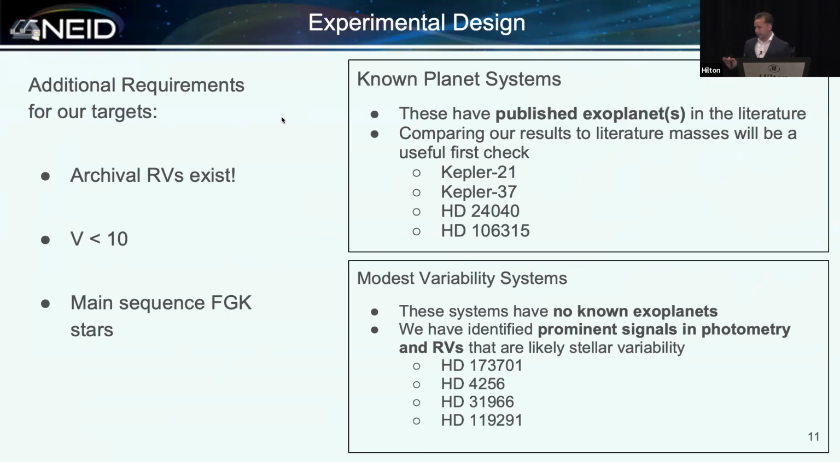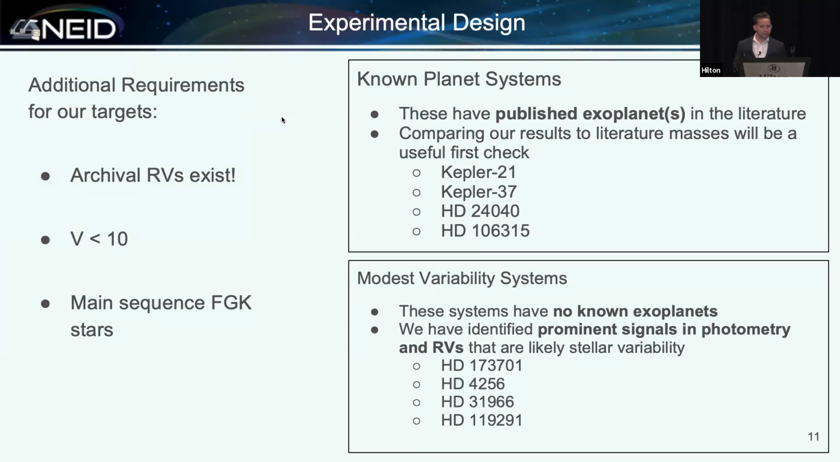Now, we ended up getting 8 targets for our sample, and these naturally subdivided into known planet systems with published exoplanets with a mass, and what we call modest variability systems with no known exoplanets, but this variability that's seen in the photometry and then also in the RVs.